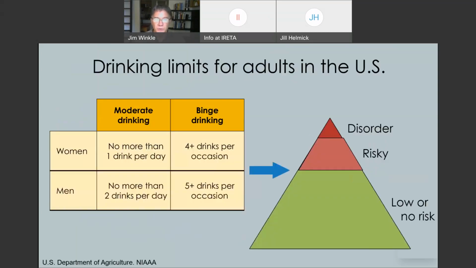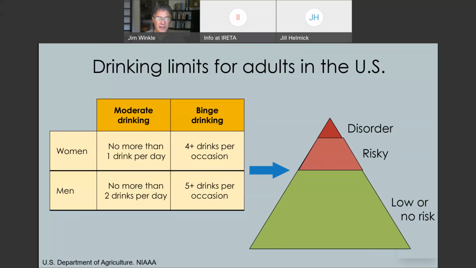So why do these screening tools we just looked at use binary gendered categories to help identify unhealthy drinking? It's not because they necessarily wanted to, actually. It's because they were reflecting a standard or a guideline that was already established in this country before those screening tools were created. Many countries have some sort of low risk guidelines. And this is what they are in the US. It comes from the US Department of Agriculture and the National Institute on Alcohol Abuse and Alcoholism, NIAAA.